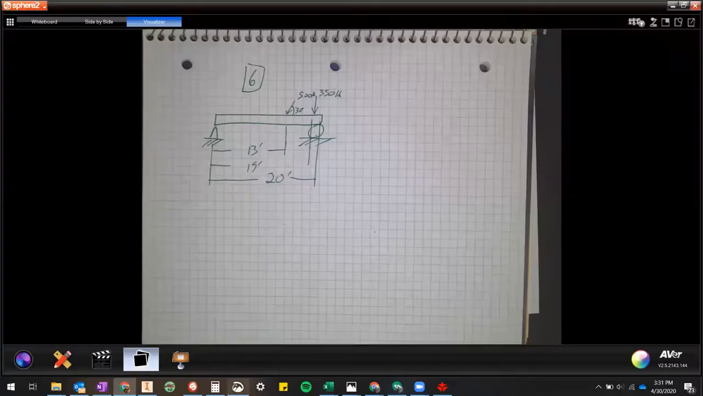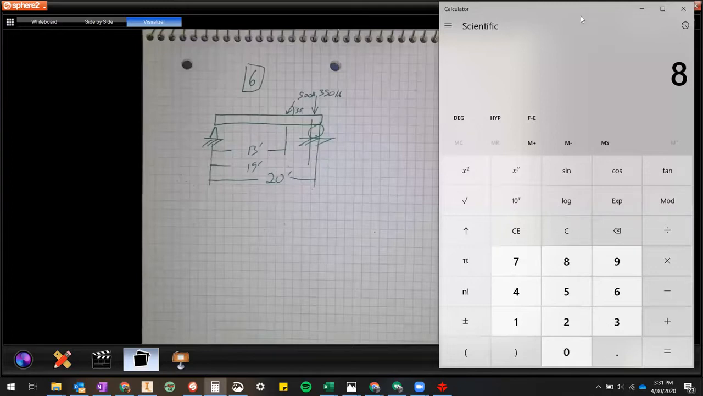Okay, last problem, number 6 on our homework. We've got a beam with an angled force coming down 30 degrees from horizontal at 500 pounds. We'll call that, looks like in the problem, P2, or I'll call it F2, and F1 is coming straight down at 350 pounds, and we've got our distances there.